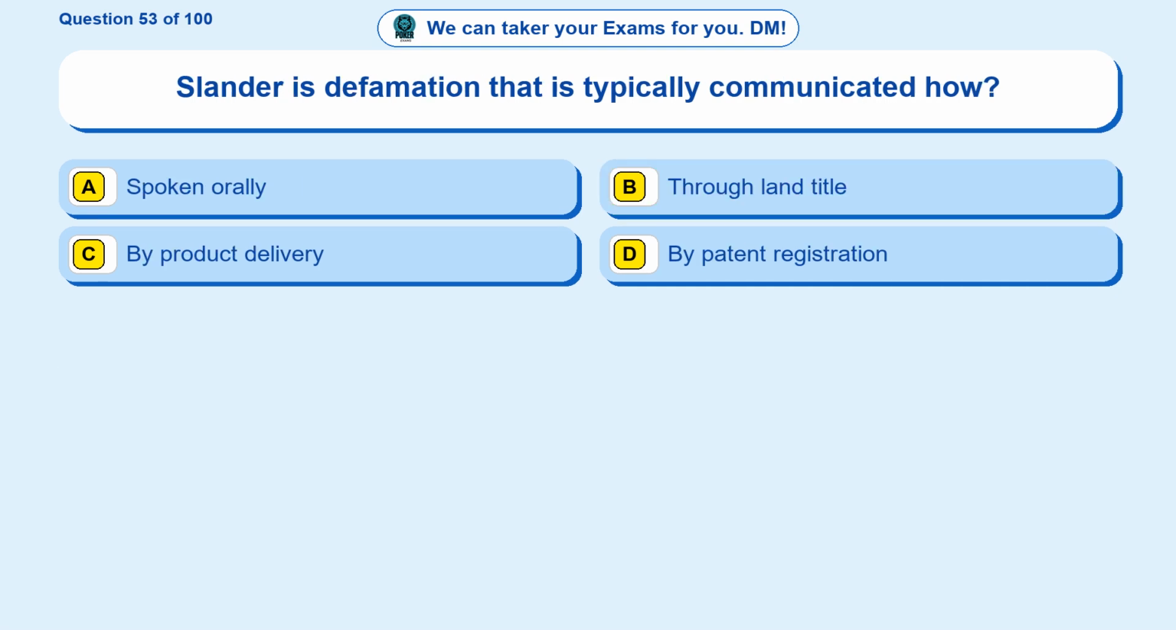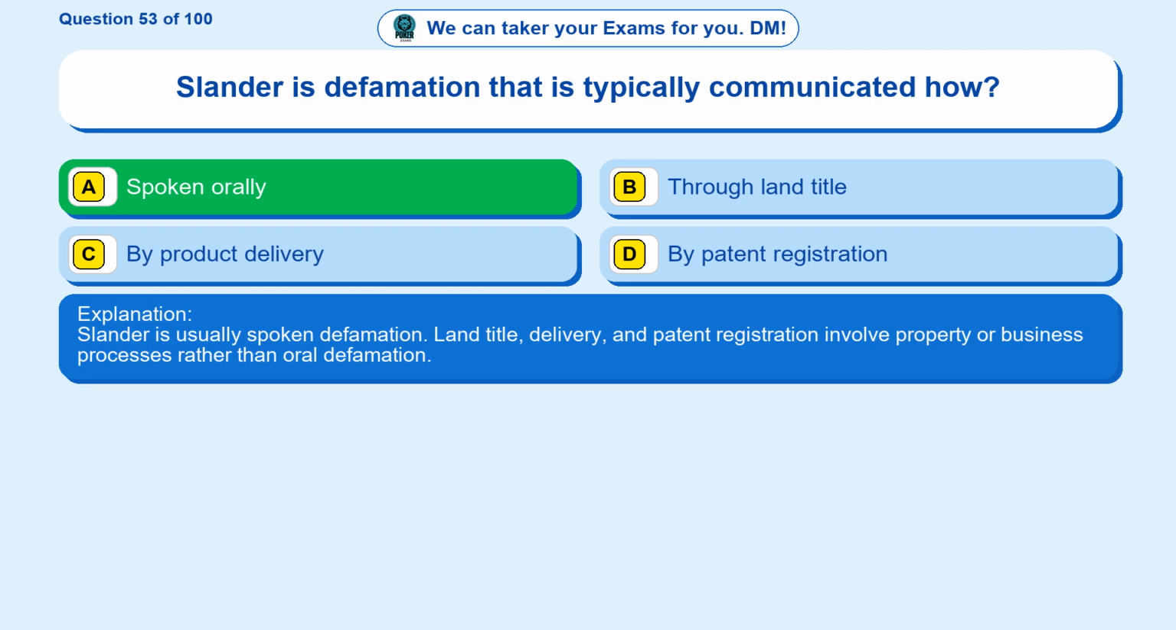Question 53. Slander is defamation that is typically communicated how? Option A, spoken orally. Option B, through land title. Option C, by product delivery. Option D, by patent registration. The correct answer is option A. Spoken orally. Slander is usually spoken defamation. Land title, delivery, and patent registration involve property or business processes rather than oral defamation.